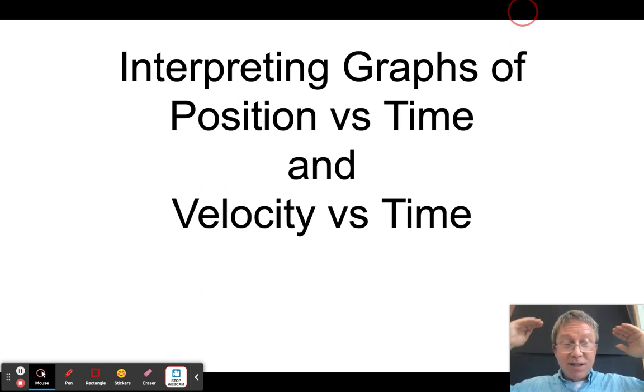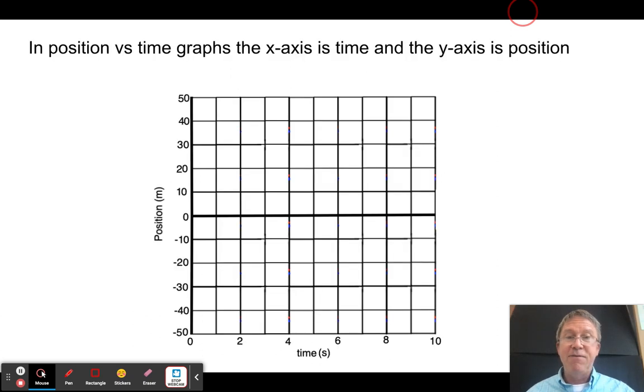I want to talk to you in this screencast about how to interpret graphs of position versus time and velocity versus time. Two very important skills that we're going to be using again all the time in physics. Let's go. So we often look at motion graphs in physics, and when we do that, the x-axis is always going to be time in seconds, but the y-axis varies. In this case, it's a position graph. So it's position measured in meters, and it could be velocity in meters per second. We'll talk about that next.